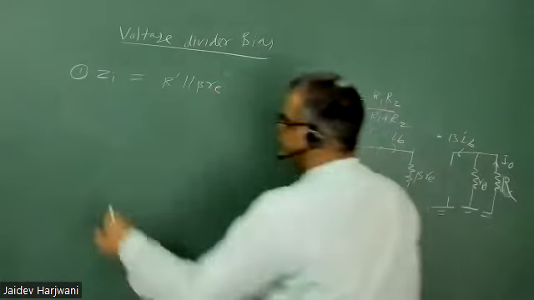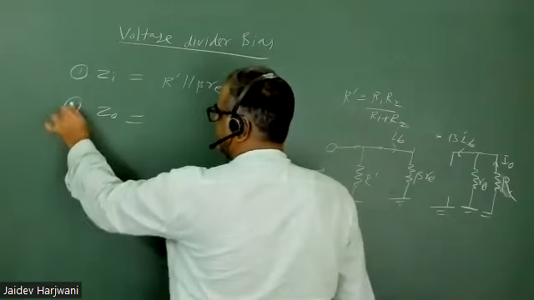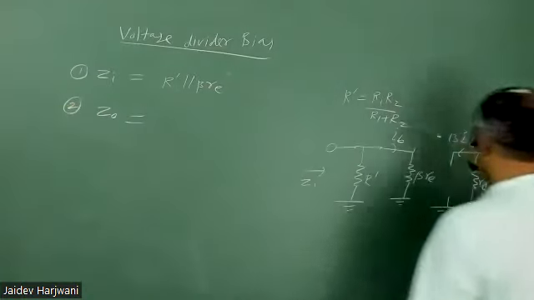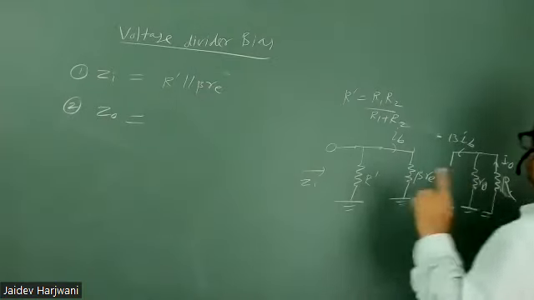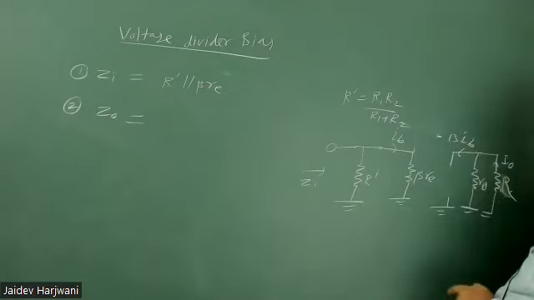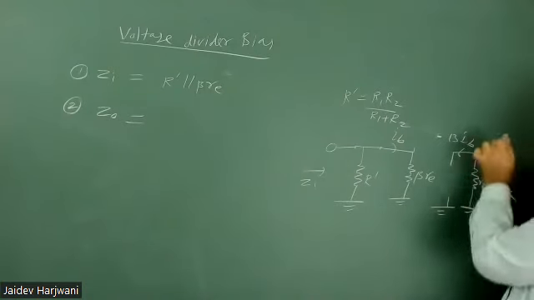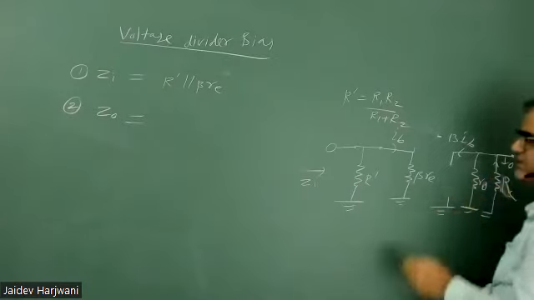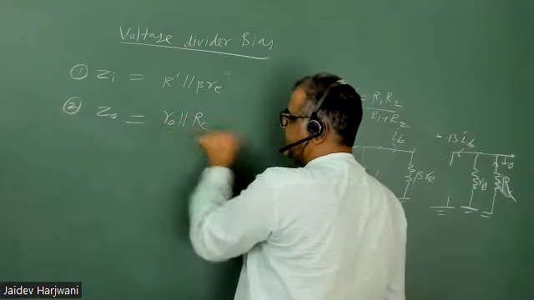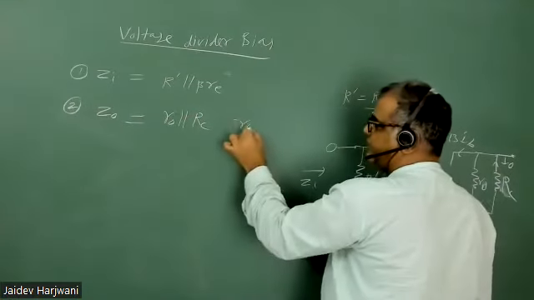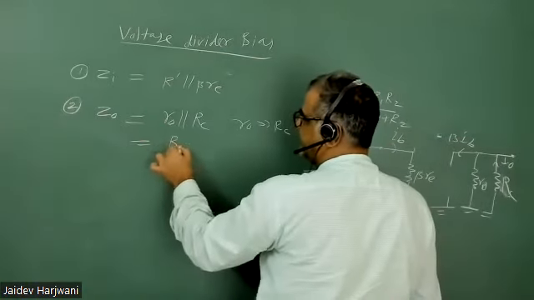Okay, now you want to find the second, your output impedance Z0. So Z0 will be what? Z0 is simply you're measuring across RC. You make these the output terminals with the resistance. So R0 is parallel to RC. In general R0 is infinite, very large compared to RC, so you can write Z0 equals RC only.